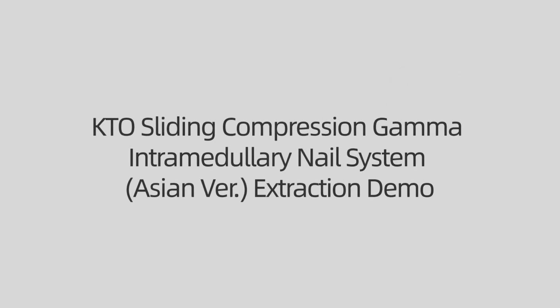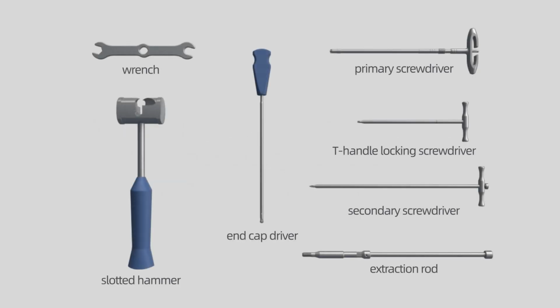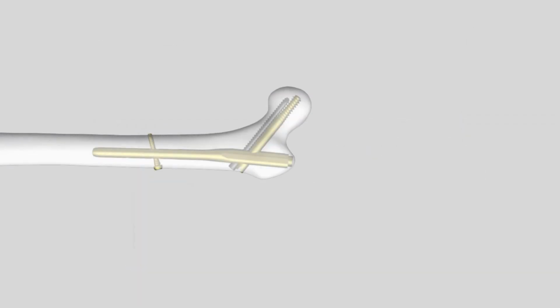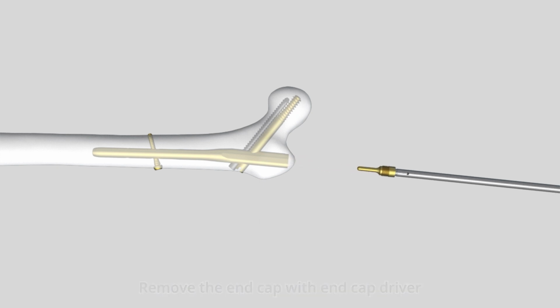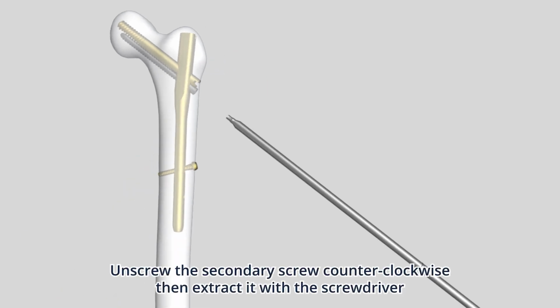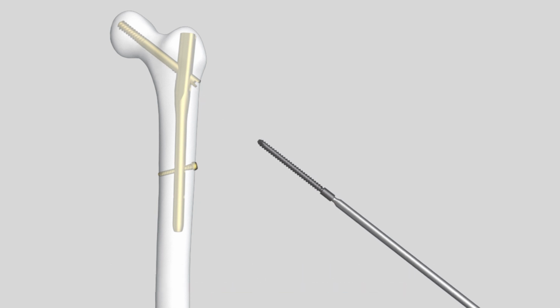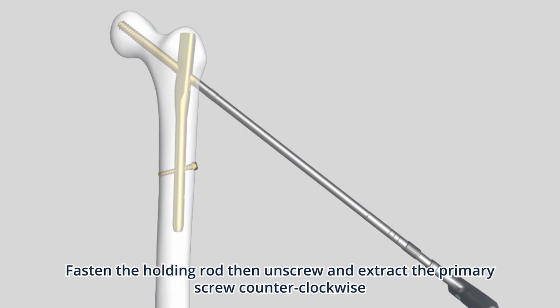KTO, sliding compression gamma, intramedullary nail, extraction demo. Remove the end cap with end cap driver. Unscrew the secondary screw counterclockwise. Then extract it with the screwdriver. Connect primary screwdriver to the primary screw head. Fasten the holding rod. Then unscrew and extract the primary screw counterclockwise.